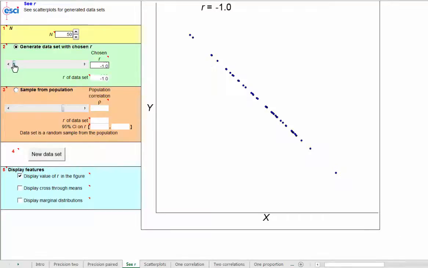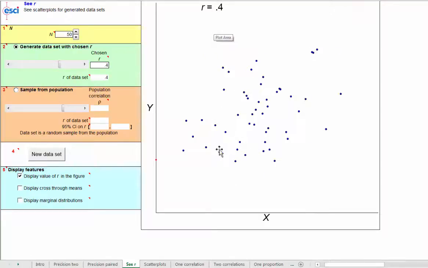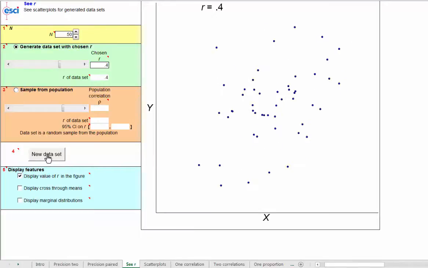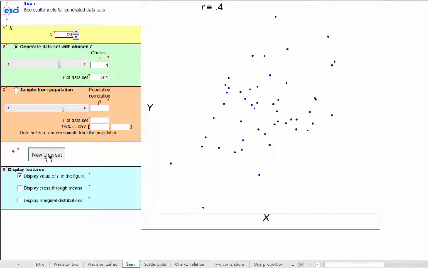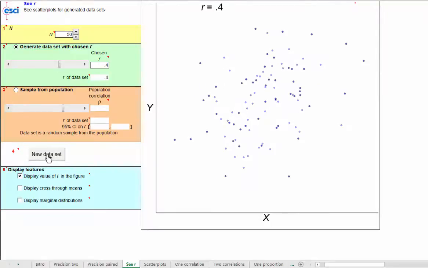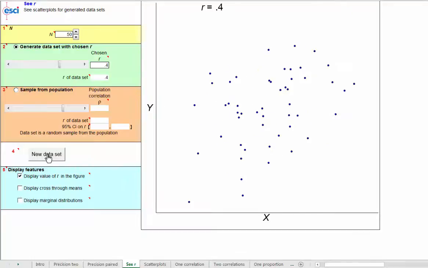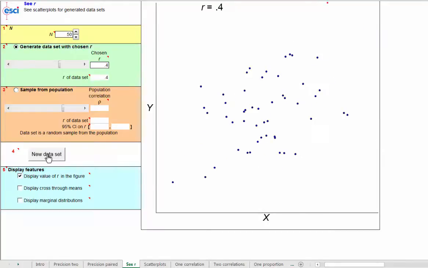Now let's choose just a medium correlation, 0.4, shall we say? A small to medium positive correlation here. If I click New Dataset, I'll keep getting new data sets that are random, except that they all have a correlation of 0.4. The point here is that for a particular value of R, the scatter can take many appearances. Doesn't the appearance really vary? And that's sampling variability, which we've become familiar with in numerous different settings.